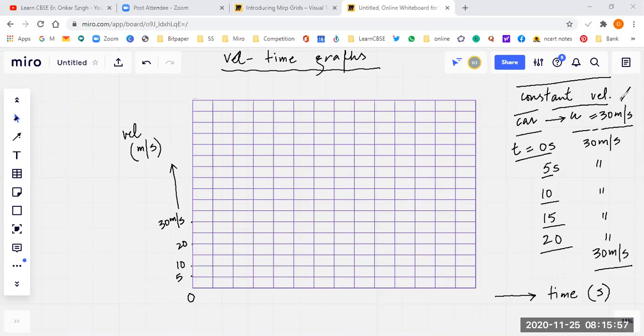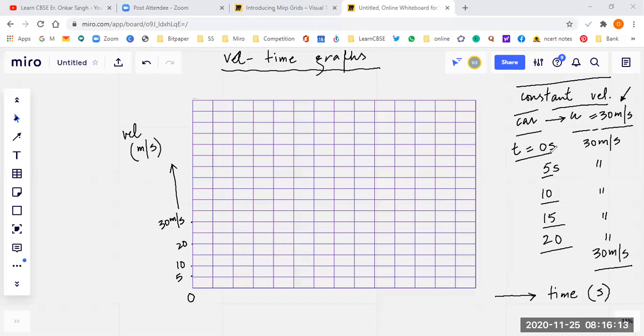The velocity of the car depends upon how fast we press the lever. Velocity increases. When we release the lever, the velocity decreases. So what will happen? Now I am going to plot all these points.